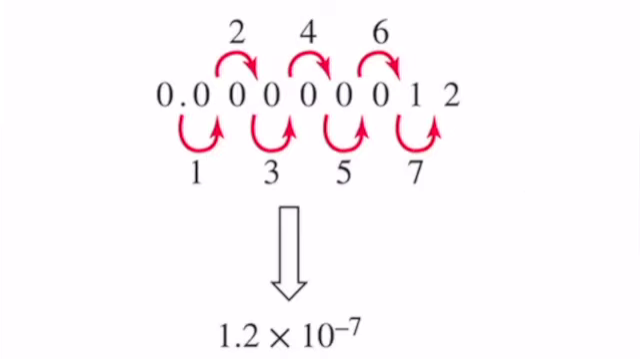Okay, so I'll show you this. You have a decimal here, and to turn this into scientific notation, it needs to be more than 1 but less than 10. Move this decimal over 1, 2, 3, 4, 5, 6, 7 to get to 1.2.